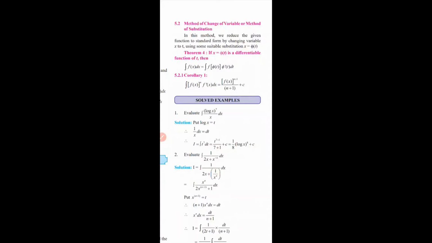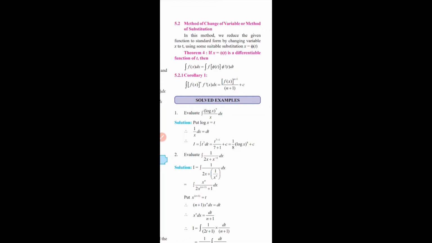Hello guys, so we are starting with 5.2 of the integration chapter. Here we are going to solve examples. This is called the method of change of variable, or simply the method of substitution. We are going to substitute something in the place of some complex functions, and that is why it is called the method of substitution.